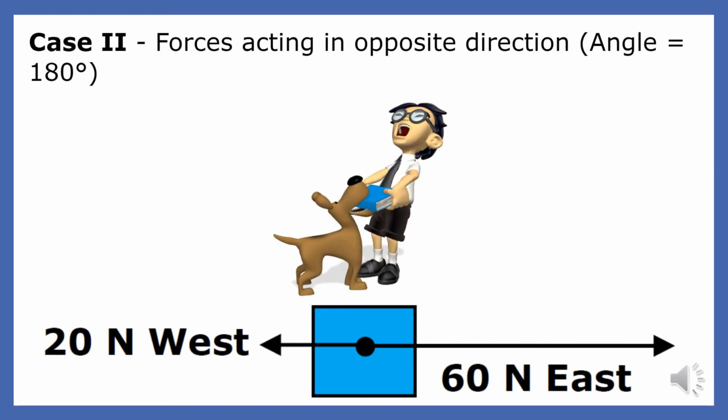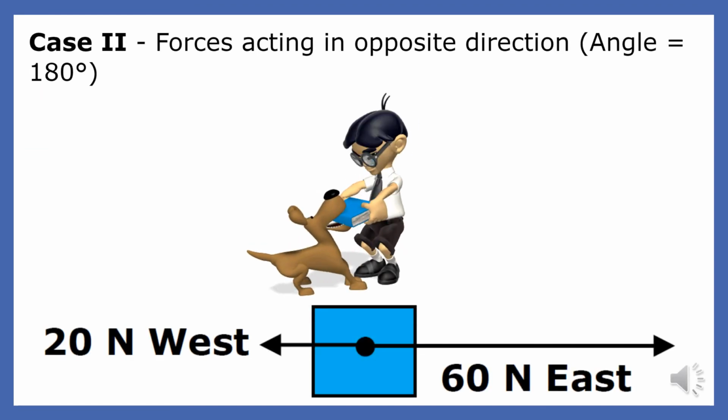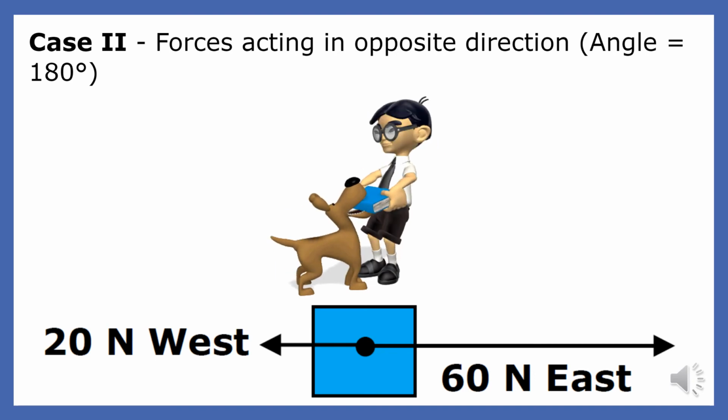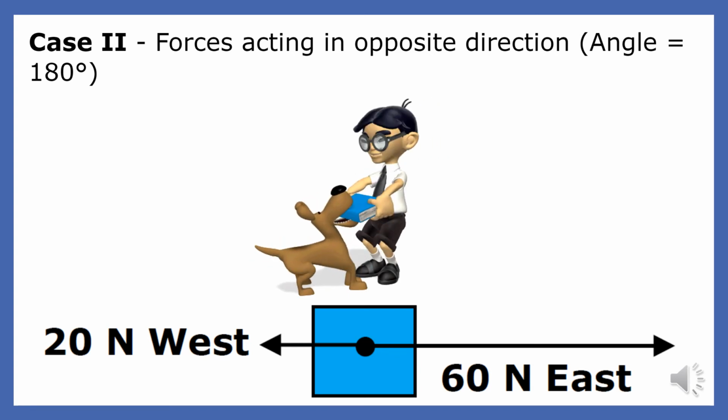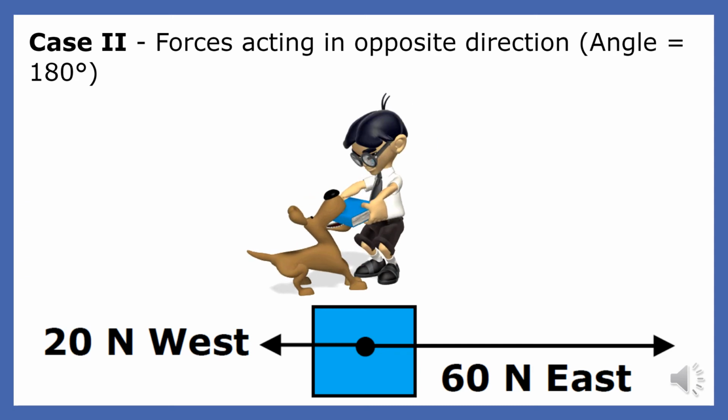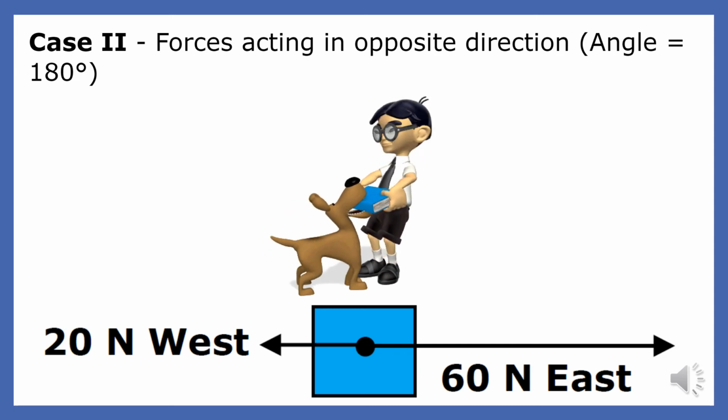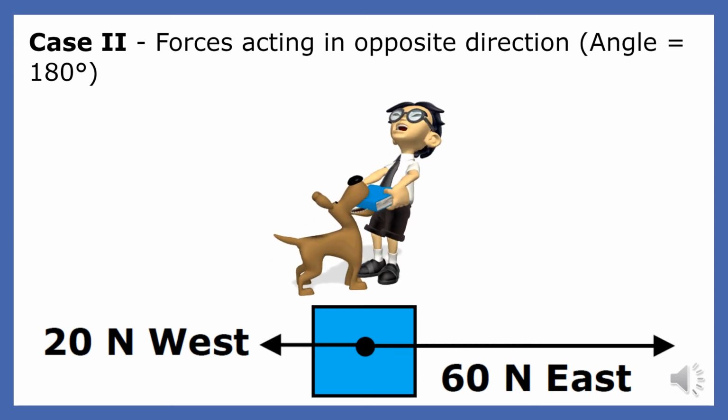When two forces are acting in the opposite direction, we say the angle between the two forces equals 180 degrees. To find the resultant or net force, you subtract the smaller force from the larger force. The resultant takes on the direction of the larger force. So whether they are two opposite pulls or two opposite pushes, the angle is 180 degrees.